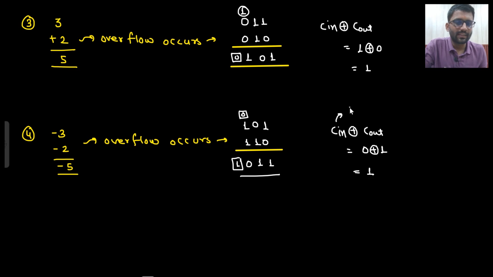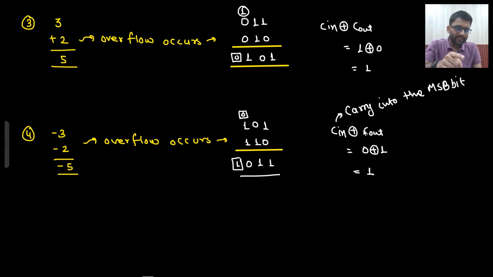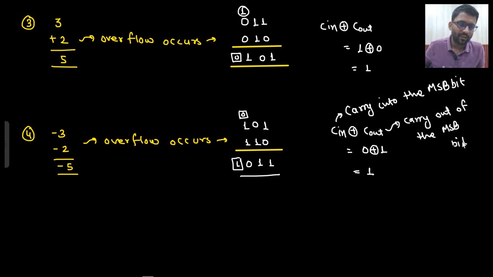This is known as carry into the MSB bit. This bit is MSB, no? This one is MSB. So carry into the MSB bit. And this C out is known as carry out of the MSB bit.